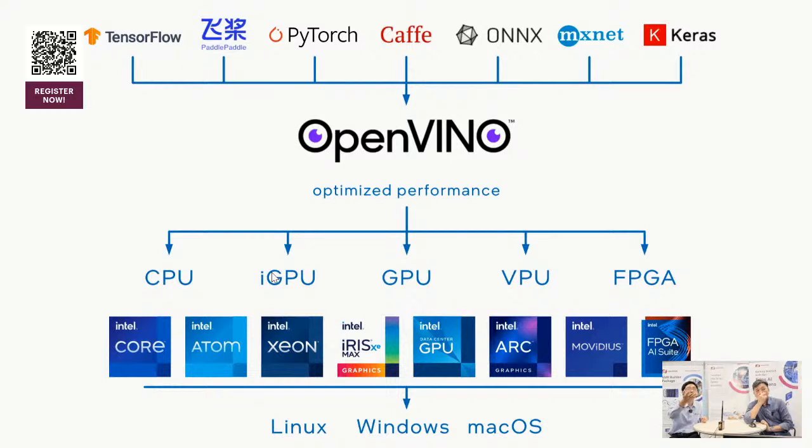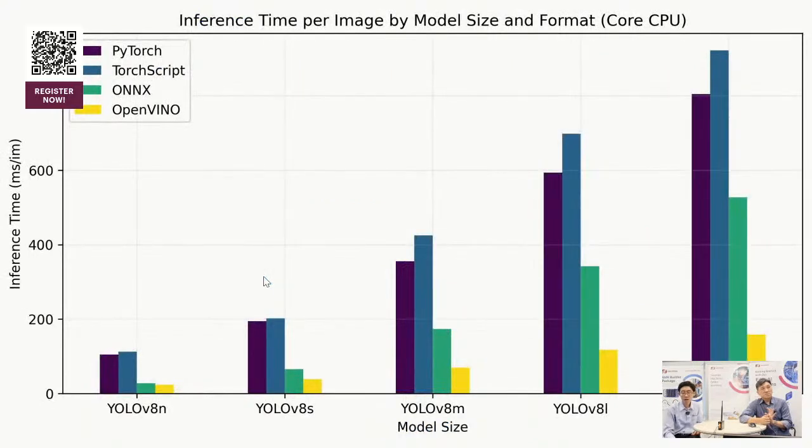For the Intel GPU, this is something recently released. Intel also produced their own GPU. And then the VPU for the vision processing, and also the FPGA. So the OpenVINO can run on different Intel hardware. And then all this hardware can be used on different OS, like Linux, Windows, Mac OS.